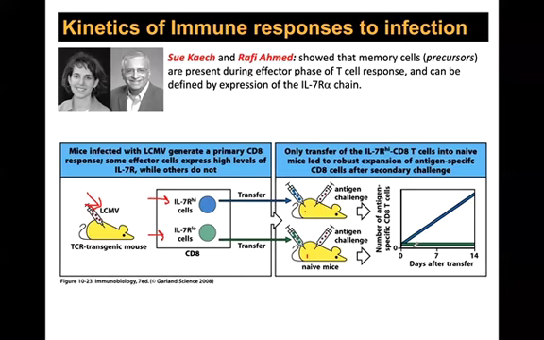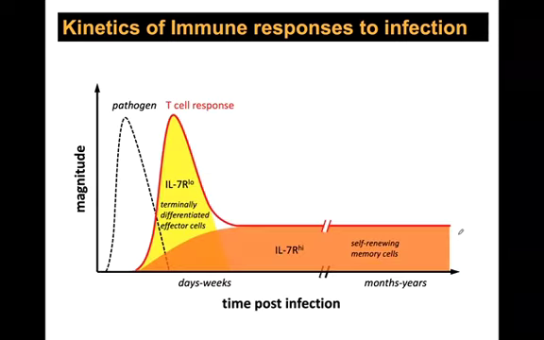And so what they found is only the IL-7 receptor high cells provided a memory response. Whereas the IL-7 receptor low cells, those were all effector cells and they died off, and so they didn't give you any memory. So the main point of this is that even during that early part of the response, where the T cells are actively going out and trying to eliminate the infection, you're still getting memory cells even early during that response.